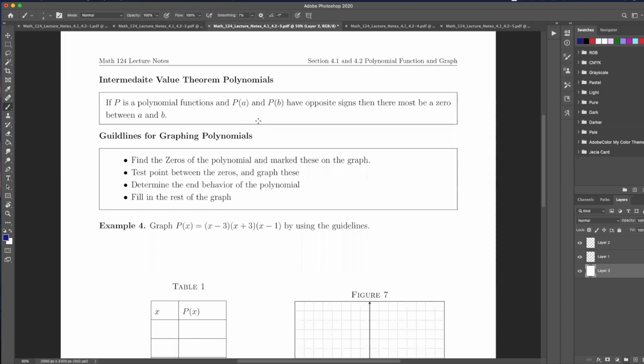All right, so this is how we're going to graph these things. It's a little bit of a process, but we'll get through it. First, you're going to find the zeros of the polynomial and mark these on the graph. So we're going to figure out where my zeros are, and we're going to put zeros everywhere for there. Okay, that's our first step. Our second step, we're going to test points between these zeros and graph those. We're going to determine the end behavior of the graph. And then we're going to fill in the rest of the graph, basically guess the rest.